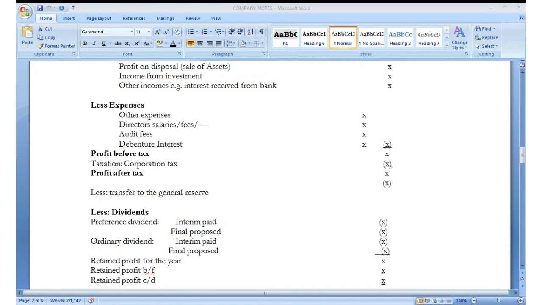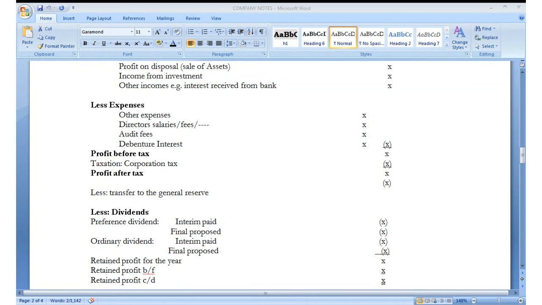Now, again, those dividends are divided into two: interim and final. We are going to discuss there. We have some notes down there explaining the two. Interim dividends, they are those dividends paid maybe after 6 months. Final proposed, they are those dividends that are paid after the year end. So interim, they are paid mostly after 6 months or after 3 months. Then the final, they are those dividends that are paid at the end of the year.